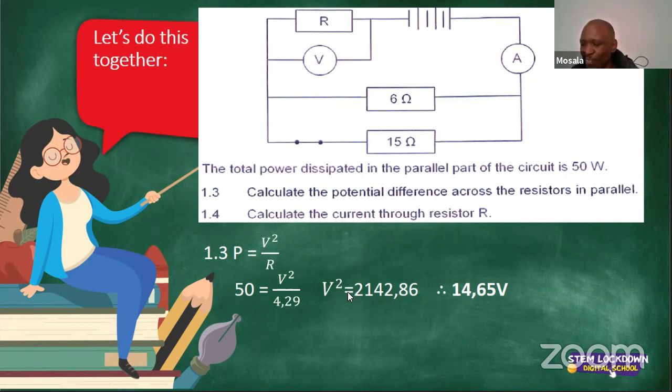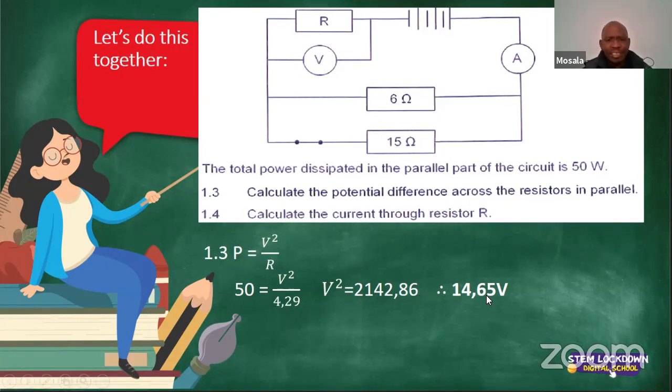So this will be 4.29 times 50. It should give you 2145 somewhere there, but because I did not round it off, I just multiplied it as it was in the calculator. So you should be arriving at around 2142.86, therefore your voltage would then be 14.65. So that should be your answer, 14.65 volts.